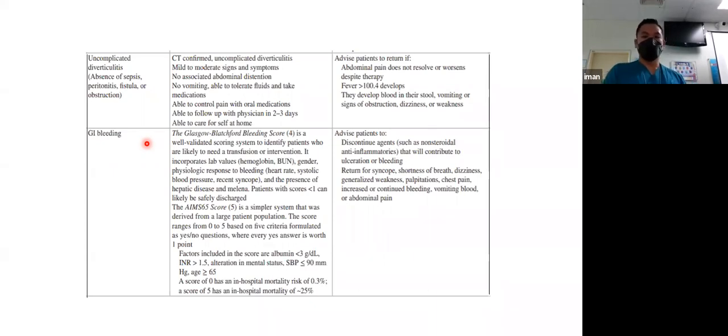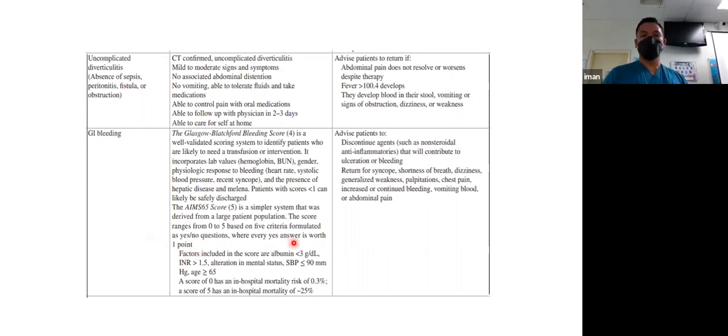Then we have one more scoring for GI bleeding, the AIMS65 score. That is also in the MD calculator. Basically this one is the predictor for in-hospital mortality rate, in inpatients.